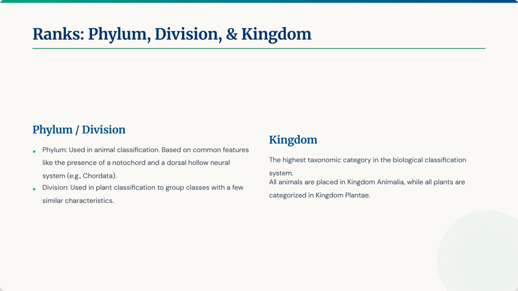For plants, instead of phylum, we use the term division. Divisions group together classes of plants that share similar traits. So, in summary, the key ranks we're focusing on here are kingdom at the top, then phylum for animals, and division for plants. This hierarchical system helps us organize and understand the diversity of life more clearly.